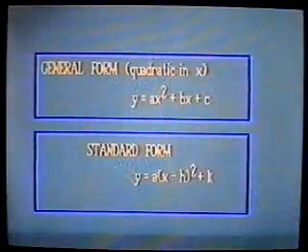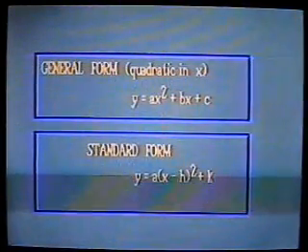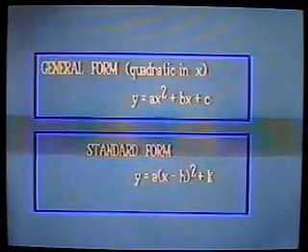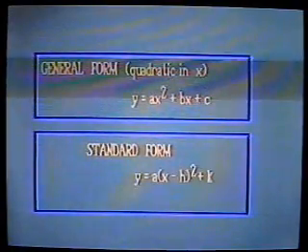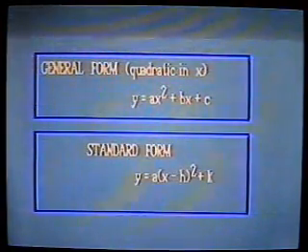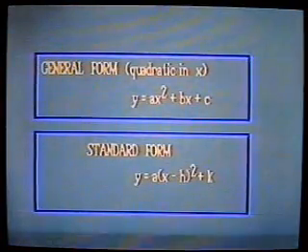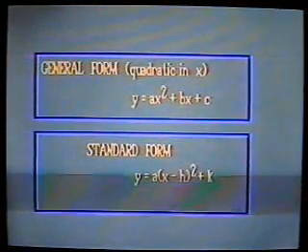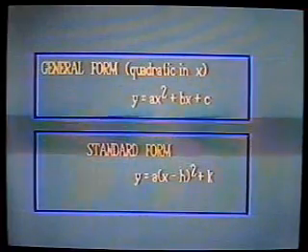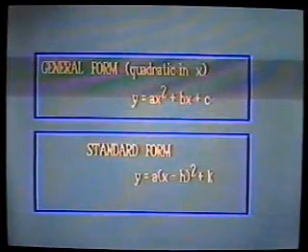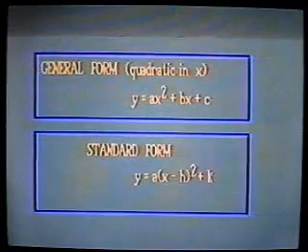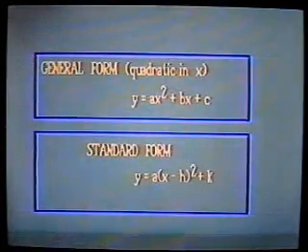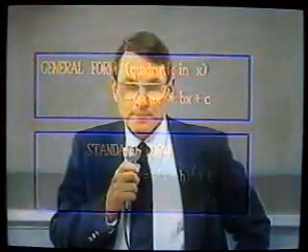In the discussion which follows, we will refer to the following two forms of the quadratic equation. The general form is the form in which the quadratic is most often encountered. When the square is on the x, we say the equation is quadratic in x. The standard form is derived by the completion of the square process and is one way of getting h and k, the coordinates of the vertex.